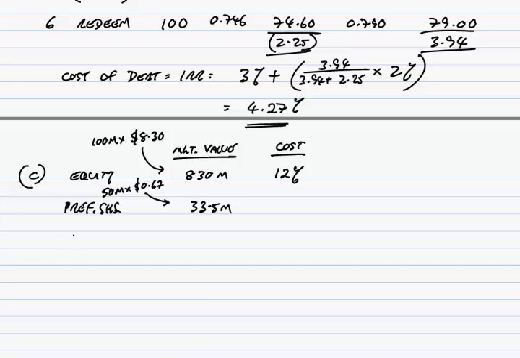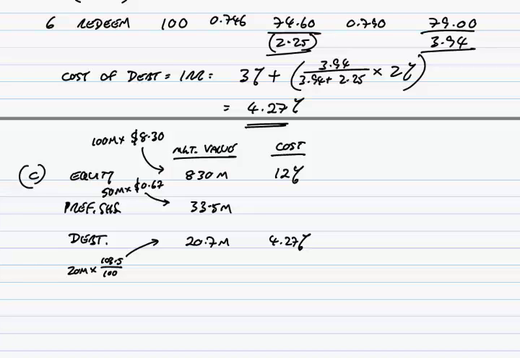Finally, the debt. Oh, I'll come back and get the cost of the preference shares in a minute. Let's put the debt in there. On the balance sheet, where is it? Long-term borrowings, 20 million. The market value of the bonds is 103.5 for every 100. And so the total market value is 20.7 million. And the cost of debt, 4.27%.